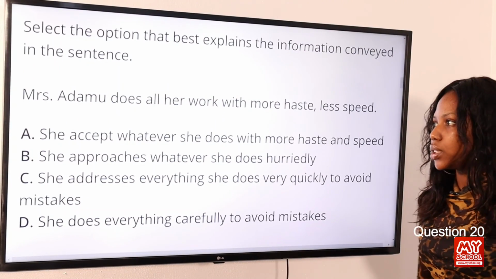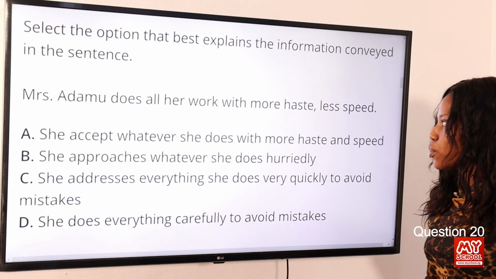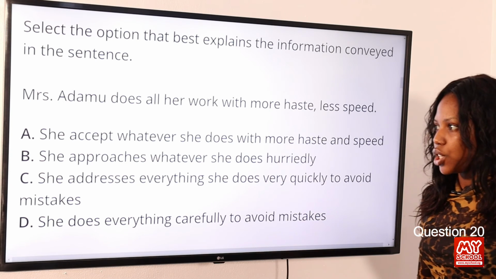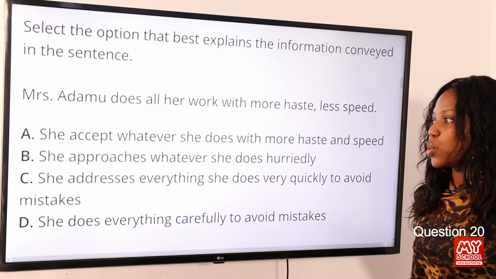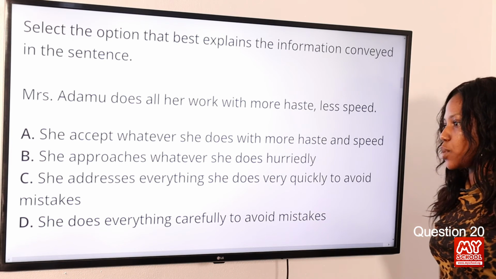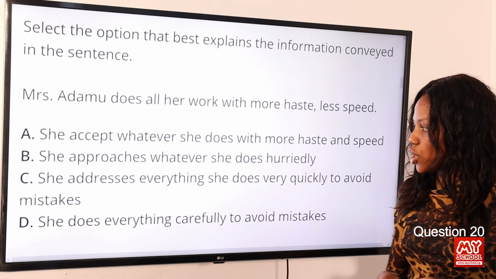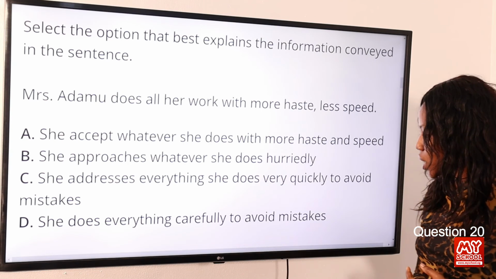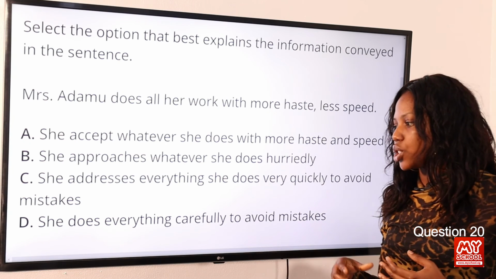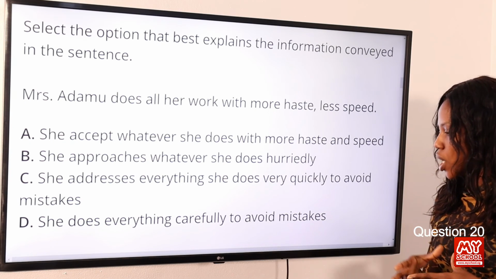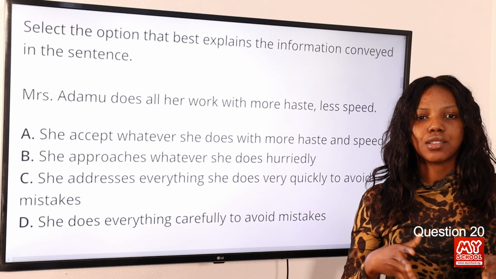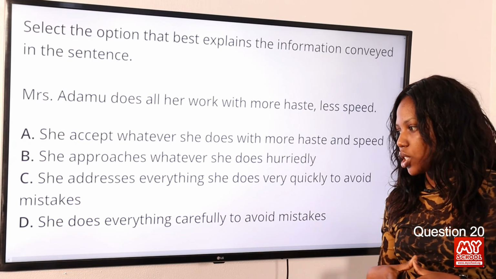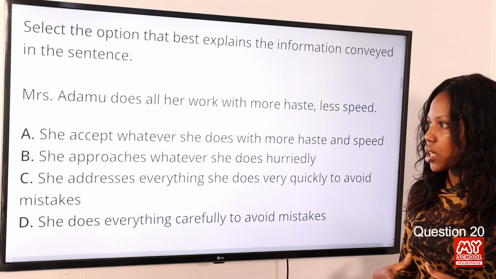Question 20. Mrs. Adamu does all her work with more haste, less speed. Option A, she accepts whatever she does with more haste and speed. Option B, she approaches whatever she does hurriedly. Option C, she addresses everything she does very quickly to avoid mistakes. Option D, she does everything carefully to avoid mistakes. The answer to this question is option D, she does everything carefully to avoid mistakes.